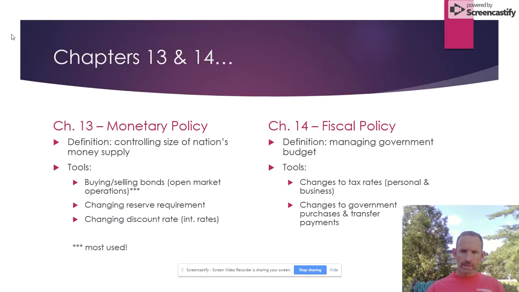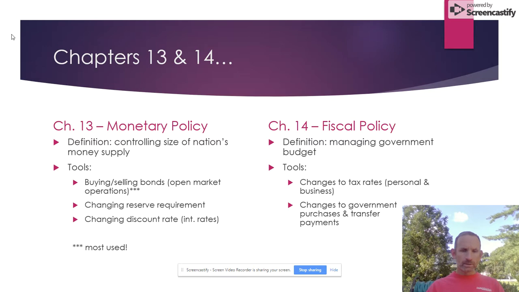So chapter 13 does monetary policy, but first I want to set the stage here and just talk a little bit about the two of them together. Monetary policy is defined on the left there. It refers specifically to the tools that the government has to control the size of the nation's money supply. We learned a couple of chapters ago about the money supply. Basically that means it's the amount of readily spendable money that's out there in the economy, and you've read about how that plays a role in affecting the rate of inflation. So that's monetary policy. It's all about controlling the money supply.